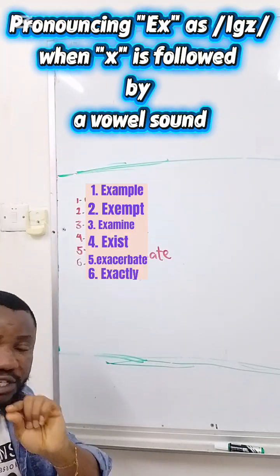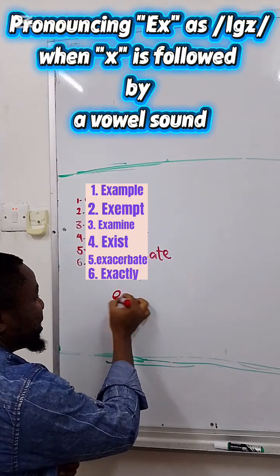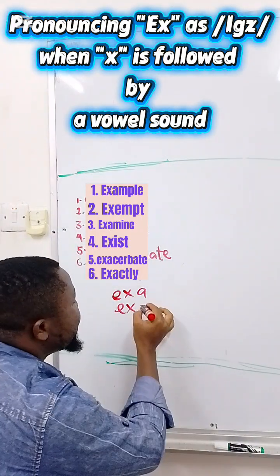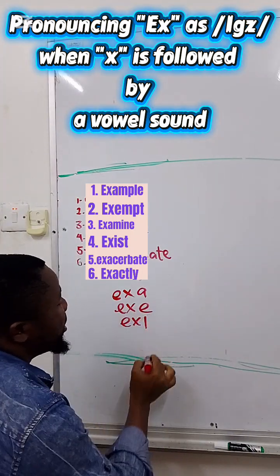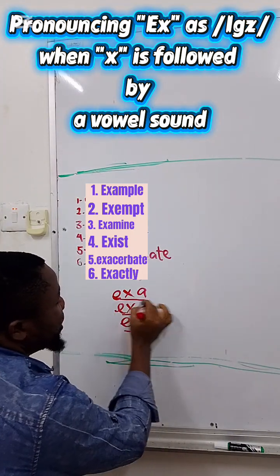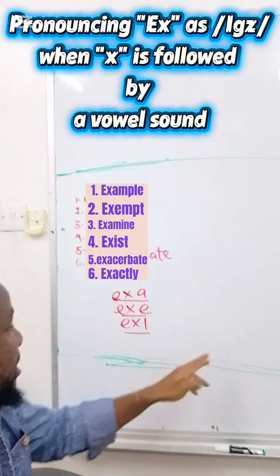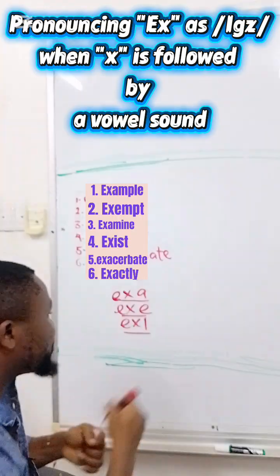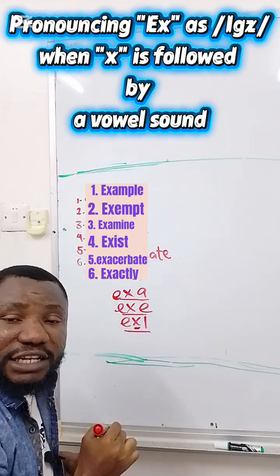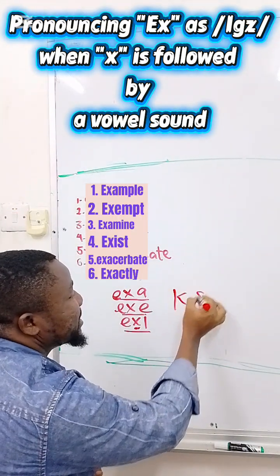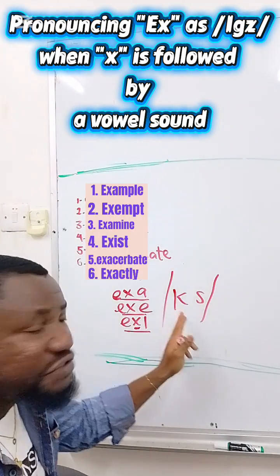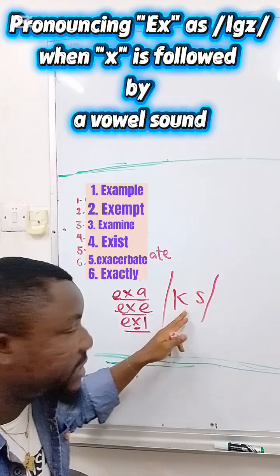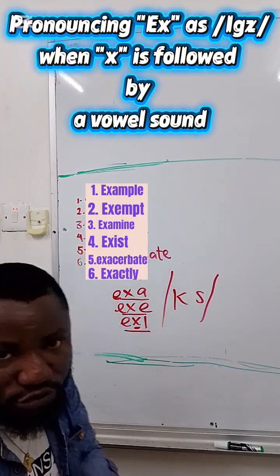First of all, you should understand that when we have words with this structure, EX, maybe EXA, EXE, or EXI, please, you do not pronounce this letter as X. Why? This is actually where the mistake arises when we pronounce words with this structure.